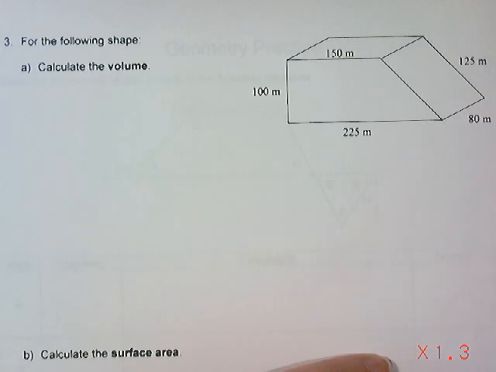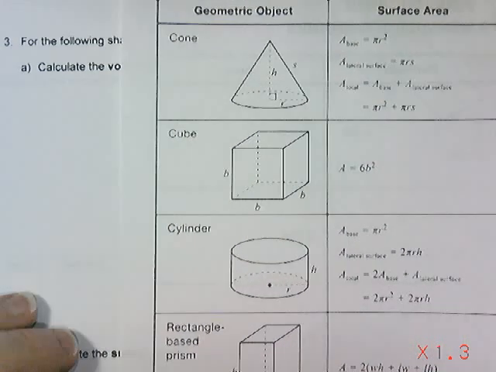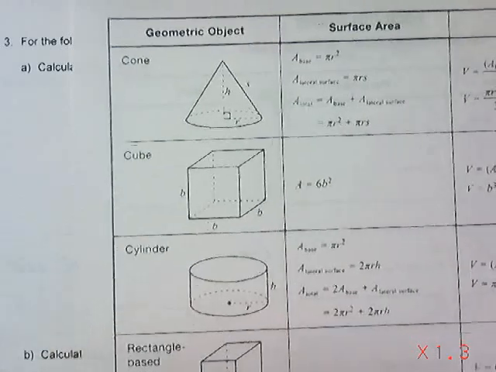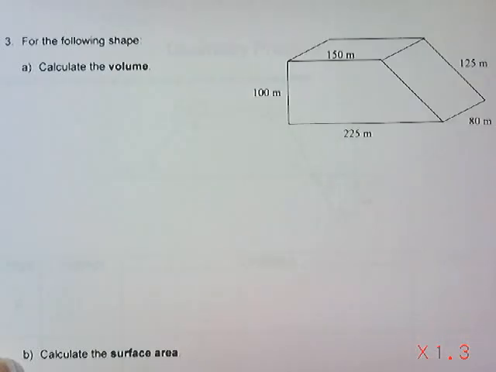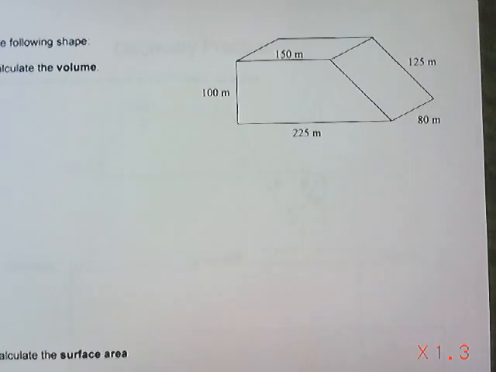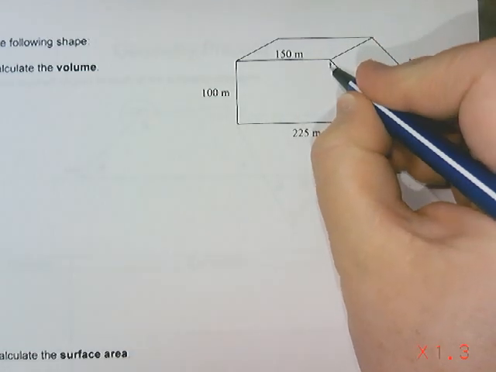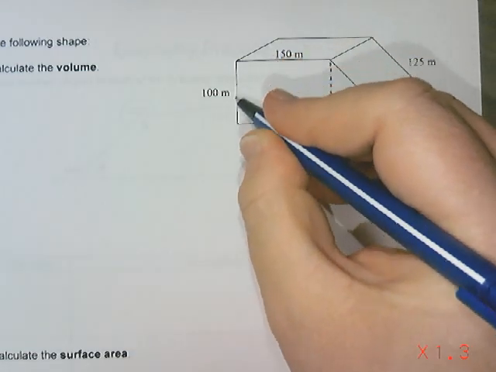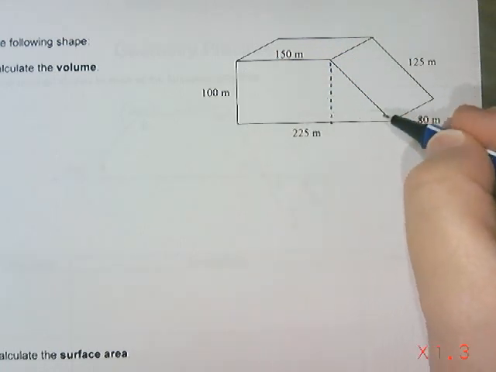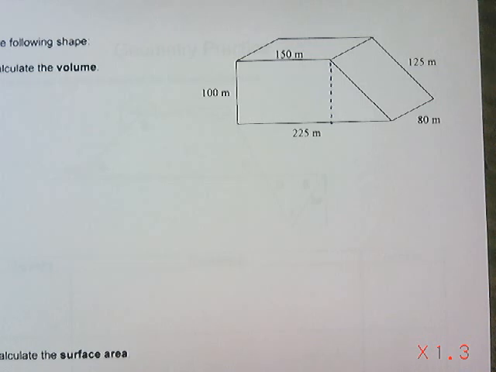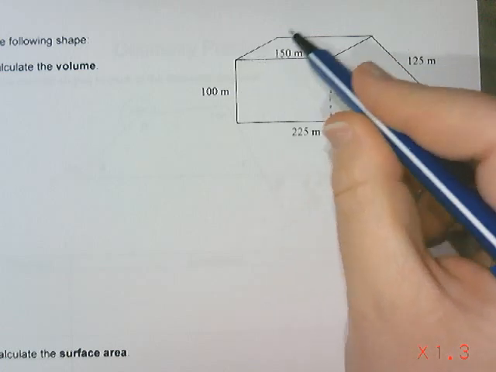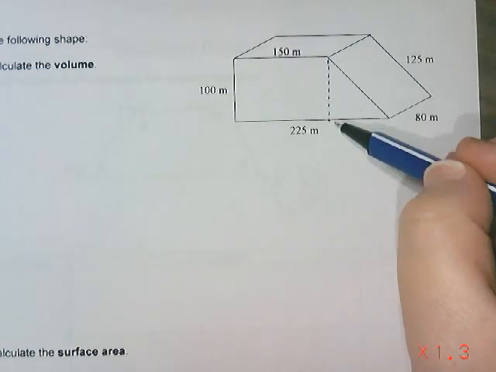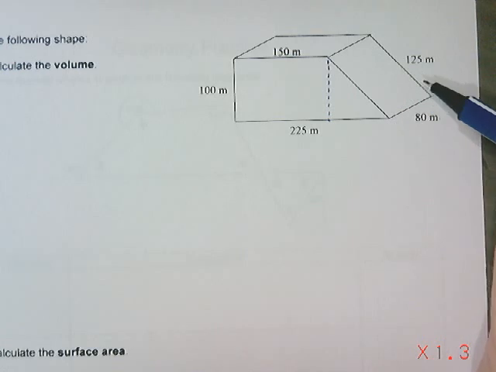Okay, so when I'm doing volume, I do use the formulas from my formula sheet, and I want to try to see if I can figure out which shapes on this sheet make up the shape that I have. So I think this is a rectangular prism on the one side and a triangular prism on the other side. That's what I'm seeing. So I'm going to try to find the volume of the rectangular prism that's there, and then find the volume of the triangular prism, and then add those two things together.